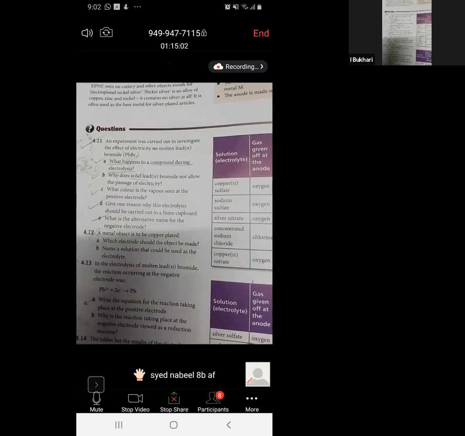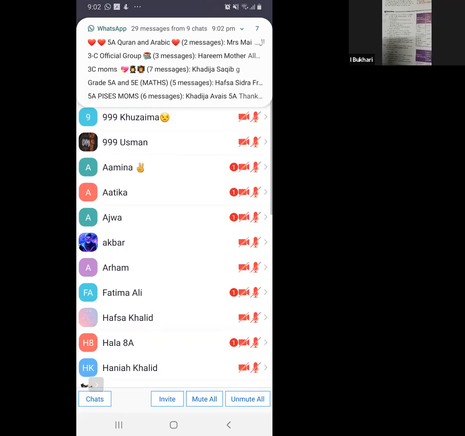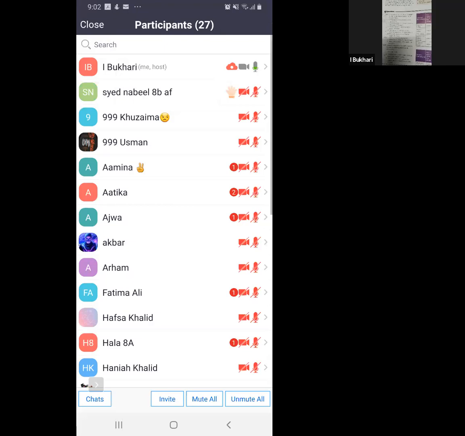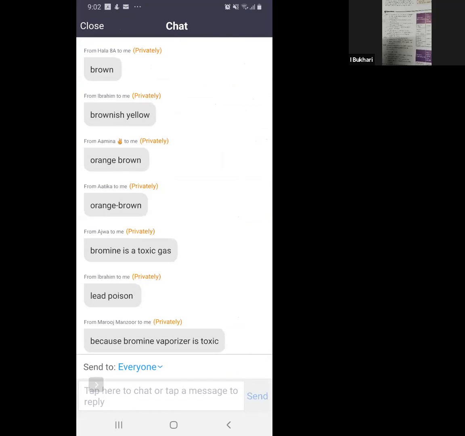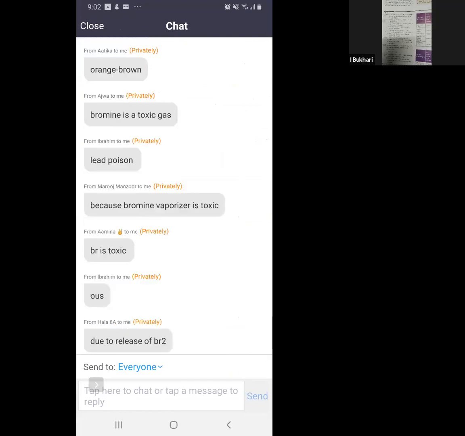Then give one reason why this electrolysis should be carried out in a fume cupboard. When do we use a fume cupboard? Yes, Ajwa, good job. You are doing preparation, I can see that.